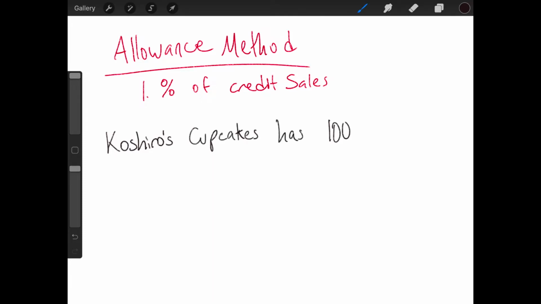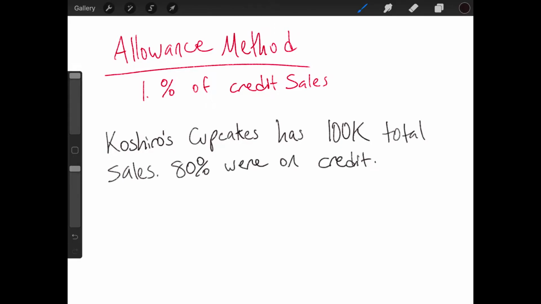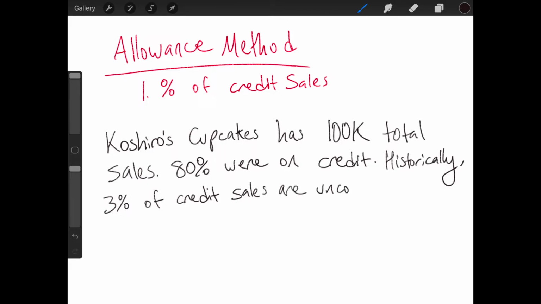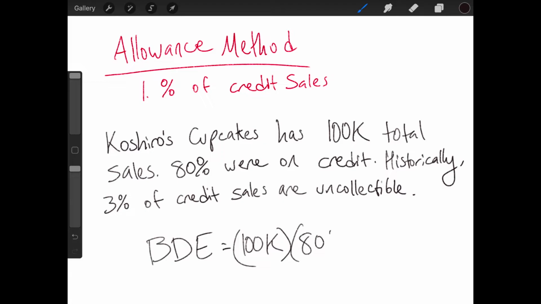In this example, we have Koshiro's Cupcake Company that has $100,000 in total sales, with 80% of those sales being on credit. And historically, the company estimates that about 3% of those sales on credit are going to be uncollectible. When we're solving for bad debt expense using the percentage of credit sales method, you'll first take total sales and multiply that by the percent that were on credit, and then multiply that by the historical percentage uncollectible to get a bad debt expense of $2,400.